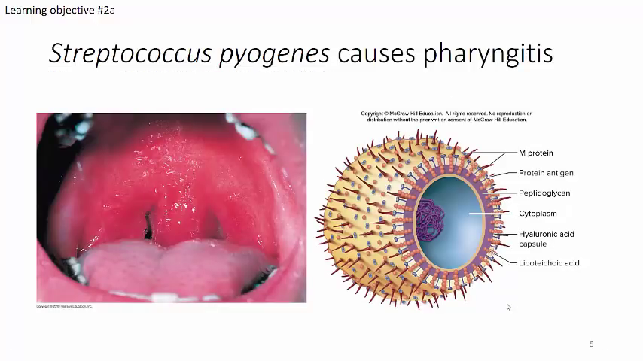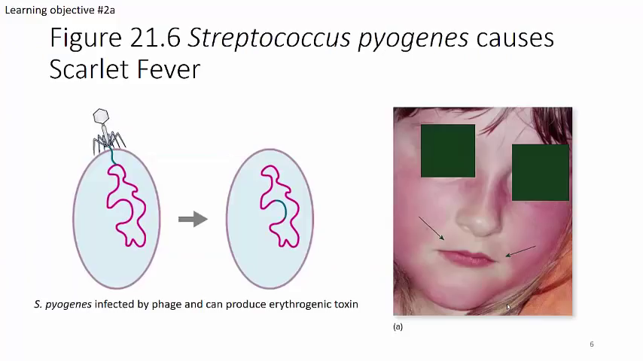So when you have pharyngitis, your throat is very sore and swollen, as shown on the left. On the right, we have a picture of the bacteria. Especially important to note are the M protein, which prevents phagocytosis, and the capsule, which does the same thing. When a person has strep pyogenes that causes scarlet fever, this is a strain of the bacteria that has gained a gene for making the erythrogenic toxin that makes scarlet fever so much more severe.